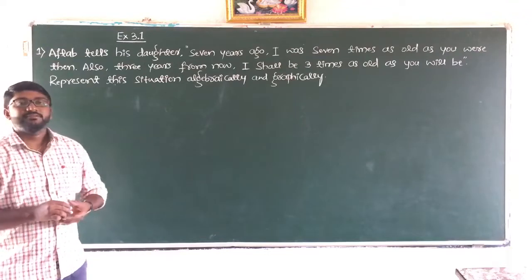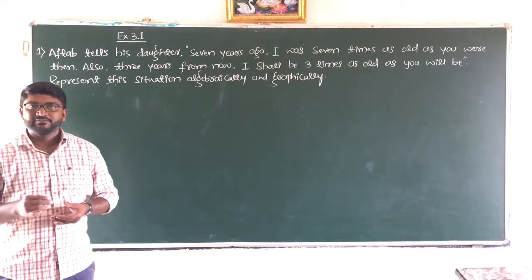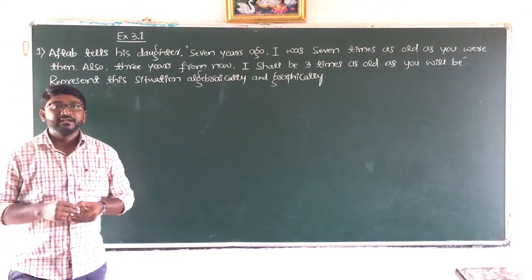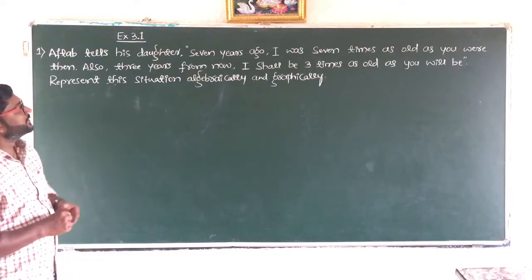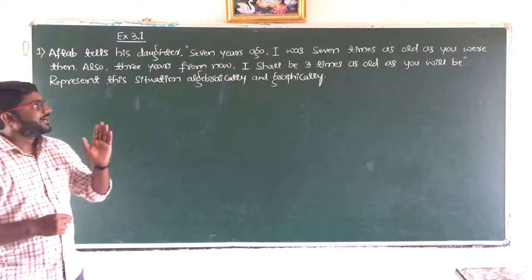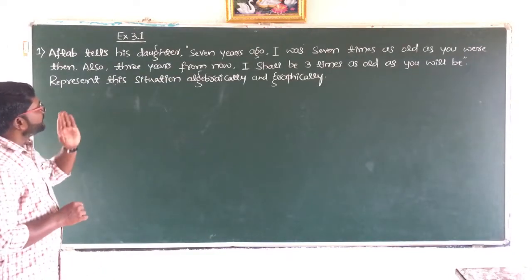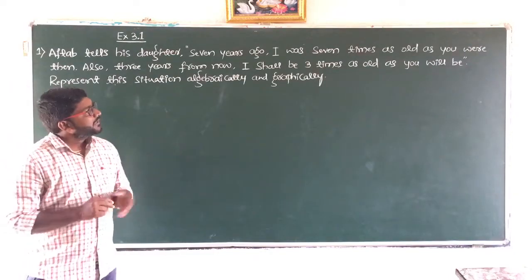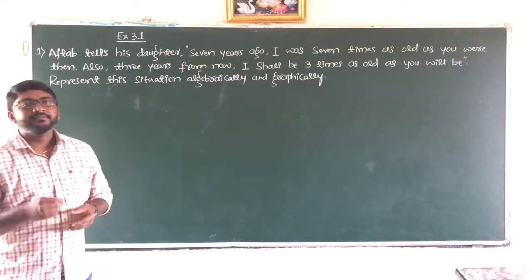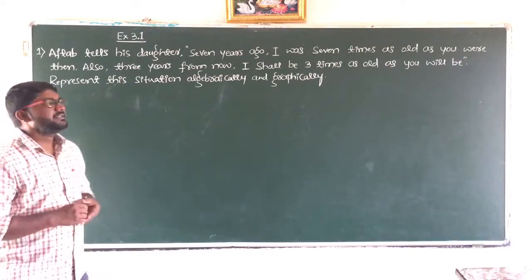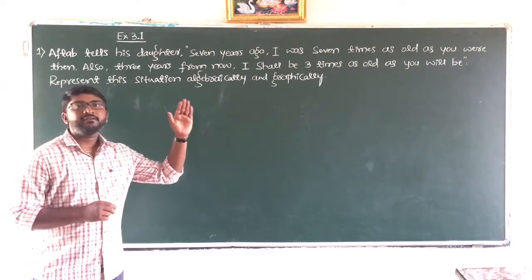In today's class we'll start with exercise 3.1. In that, the first question is: Aftab tells his daughter, 7 years ago I was 7 times as old as you were then. Also 3 years from now I shall be 3 times as old as you will be. Represent this situation algebraically and graphically.